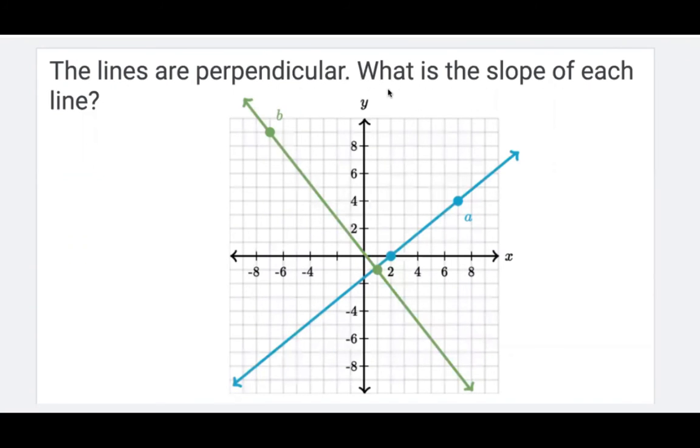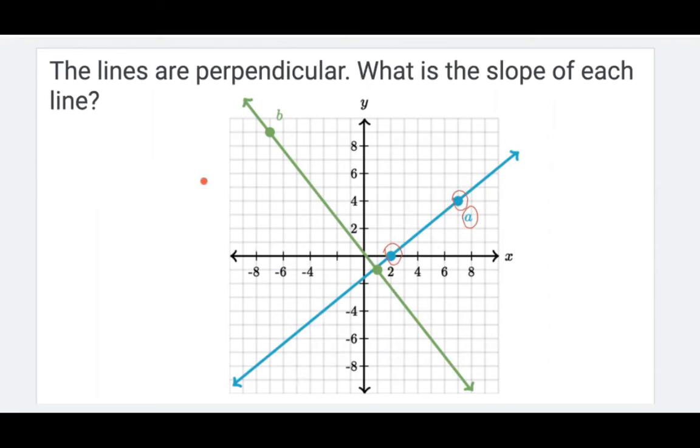Let's now look at perpendicular lines. Once again, we're given an image of a coordinate plane with lines A and B plotted on them. We're going to find the slope of each line. I'll first find the slope of line A, and we're given our two solid points here.